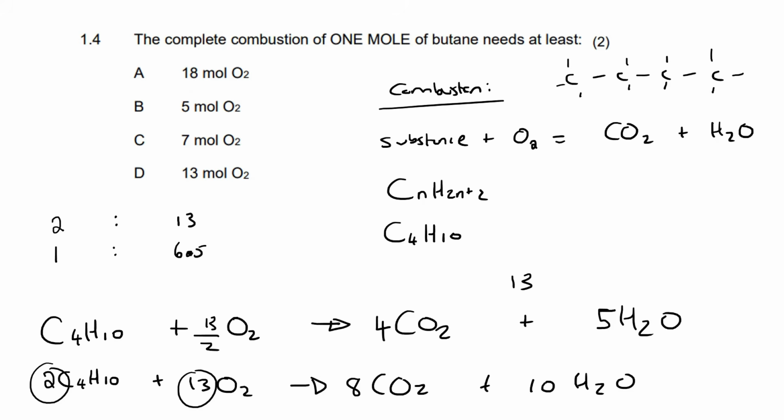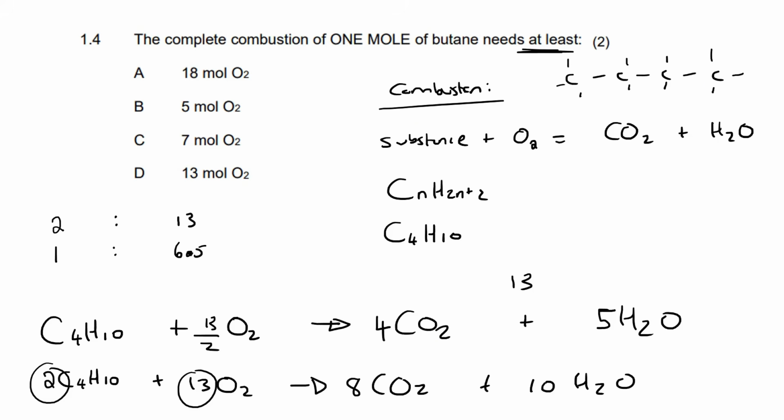Now, I don't really like the question. It says the complete combustion of 1 mole of butane needs at least. Well, technically, it needs at least 6.5. So I don't know why that's not an option over here. You don't have to round off moles. So if I designed this question, I would have made this a 4. I would have made this maybe a 3. And then I would have kept this as a 7 like it is, or even as 6.5, for example.